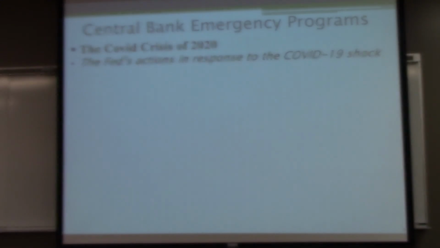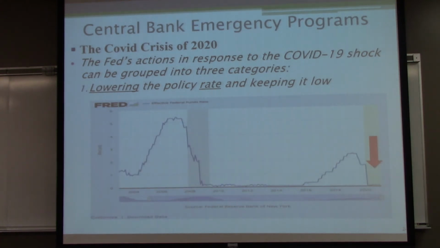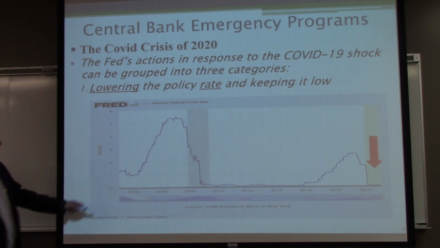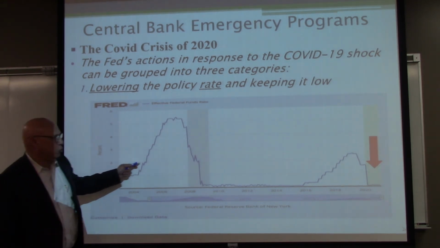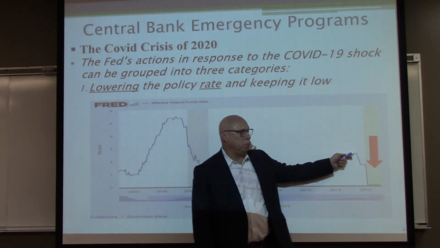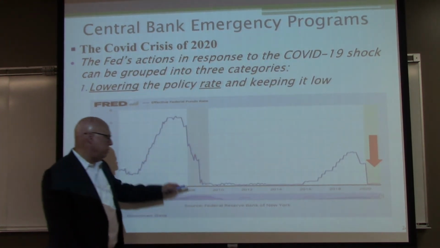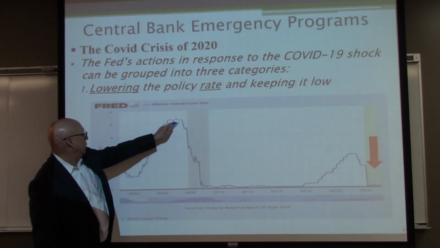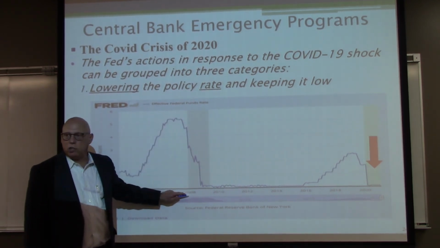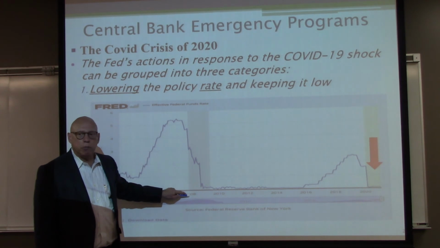So then we had the COVID crisis. All right. What did they do? Three things. One, they lowered interest rates again. So right before COVID hit, short-term interest rates were a little bit above 2%. And zing, straight down they went, just like they did from here to here back in 2008.